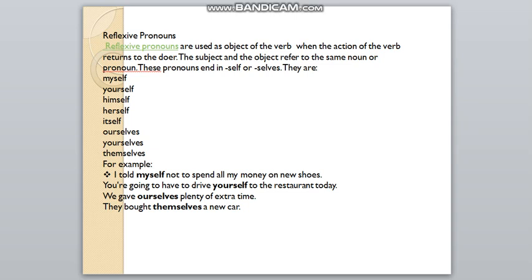Okay? Now, for example, I told myself not to spend all my money on new shoes. You are going to have to drive yourself to the restaurant today. Next one. We gave ourselves plenty of extra time. They bought themselves a new car.